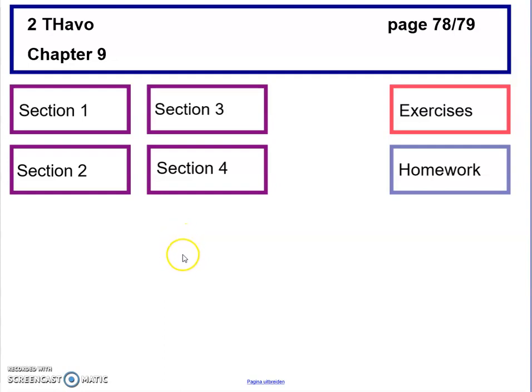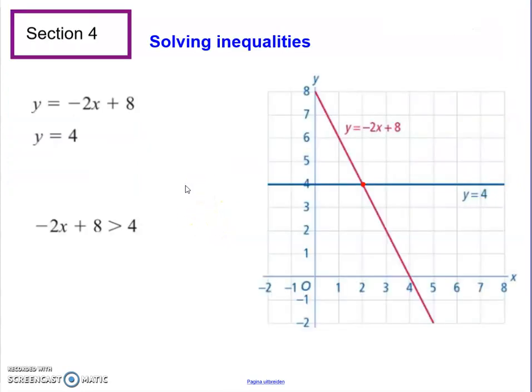In this video, we're going to take a look at Section 4, Part 2. Section 4 is about solving inequalities. Last time, we already looked at some inequalities by using a graph. Two graphs, indeed. We plotted them in one coordinate system, and then we tried to solve this inequality by just looking at our plotted graphs.